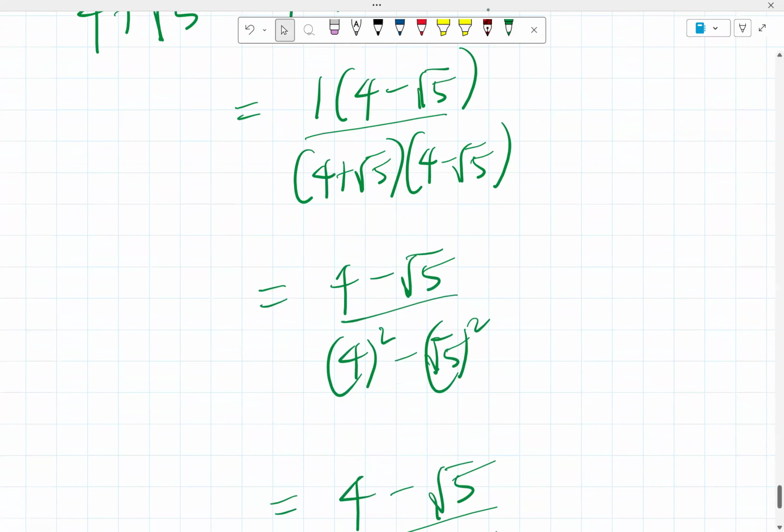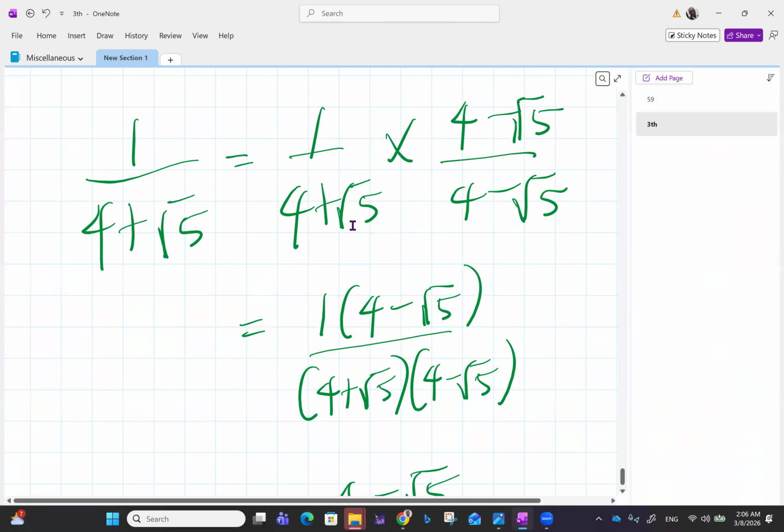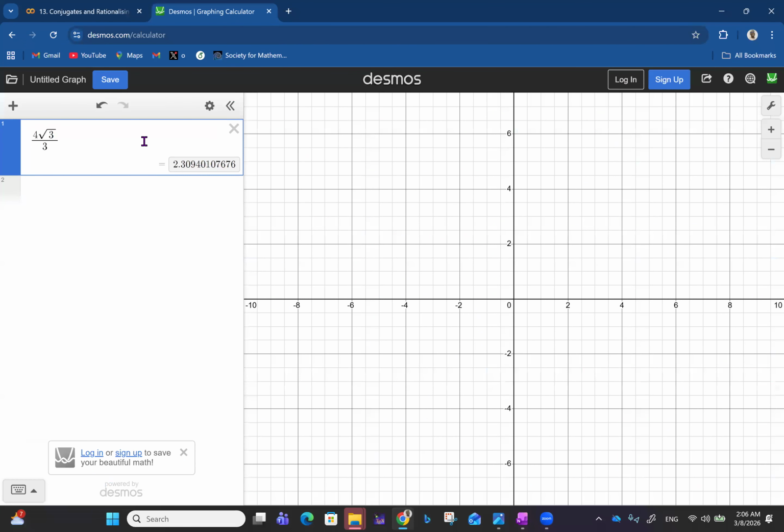But you can always check with your calculator to see if what you have done is right. So you have 1 over 4 plus root 5. Let's check that in decimals: 1 divided by 4 plus square root of 5. See what that gives you.